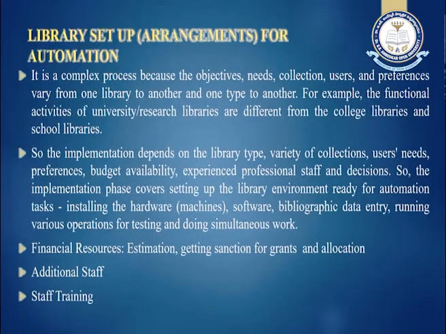Library setup, arrangements for automation. It is a very complex thing because the objectives, needs, allocation and users' preferences vary from one type to another type. So, for example, the functional activities of university and research institutions are different from college and school libraries. So, implementation depends upon the type, variety of collections, users' needs, budget availability and experienced professional staff for decisions.